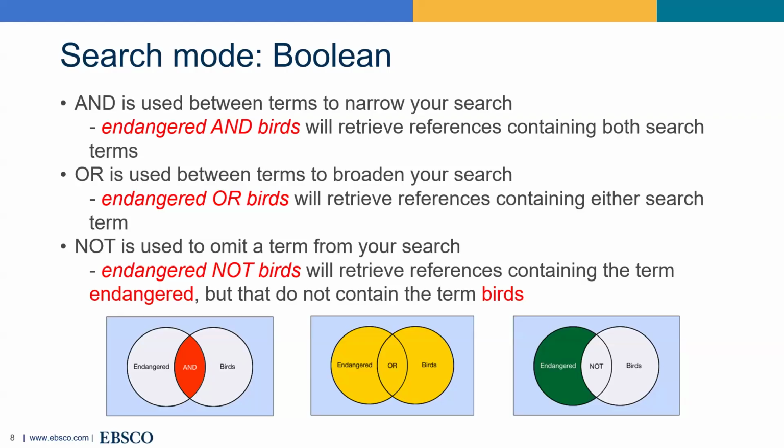The Boolean operator not is used to omit a term from your search. So if I were to ask my discovery service for items about endangered not birds, I will retrieve references containing the term endangered, but anything to do with birds will be omitted. And that's illustrated for you in the infographic at the bottom of your screen in the green.